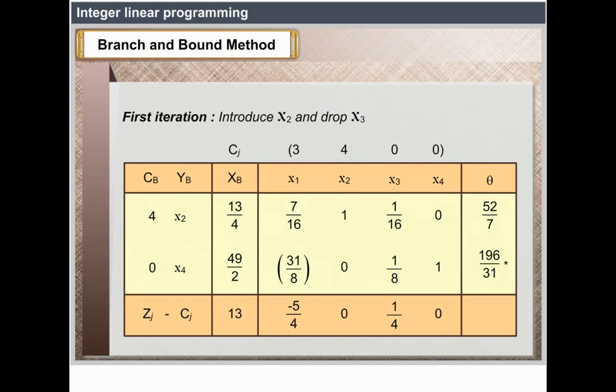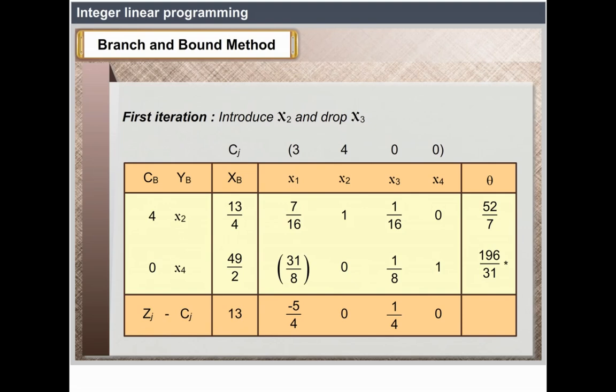First iteration. The simplex table is CB, YB, XB, X1, X2, X3, X4. In the first row, 4 for CB, X2 for YB, 13 by 4 for XB, 7 by 16 for X1, 1 for X2, 1 by 16 for X3, 0 for X4. Second row, 0 for CB, X4 for YB, 49 by 2 for XB, 31 by 8 for X1, 0 for X2, 1 by 8 for X3, 1 for X4. Then the Zj − Cj row: 13 for XB, −5 by 4 for X1, 0 for X2, 1 by 4 for X3, 0 for X4.